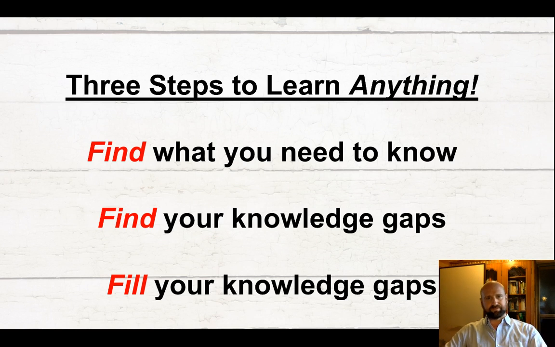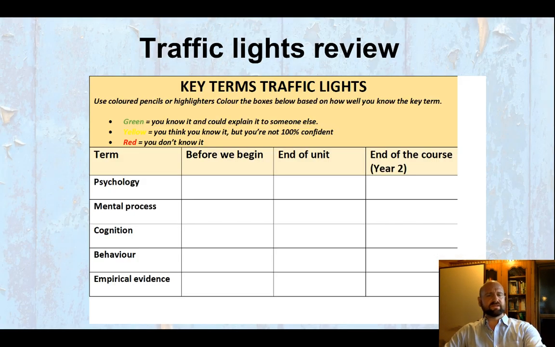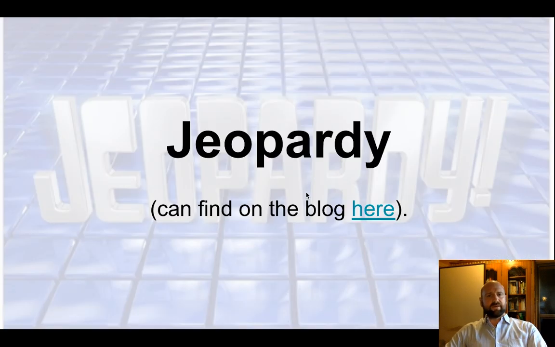So 3 steps. A good time now in this unit review is to go back and do the end of unit traffic lights that we did at the beginning. So I might set maybe 5 or 10 minutes. No, 10 minutes is too long. Maybe 5 or 6 minutes just to color code this column here. There's a link there to the Jeopardy which goes over everything.